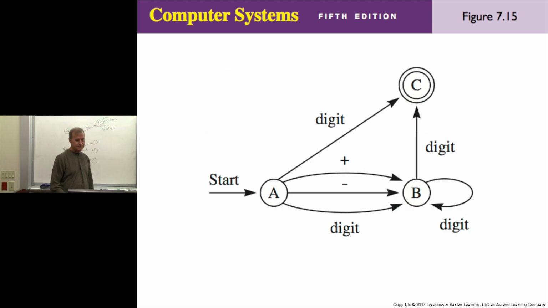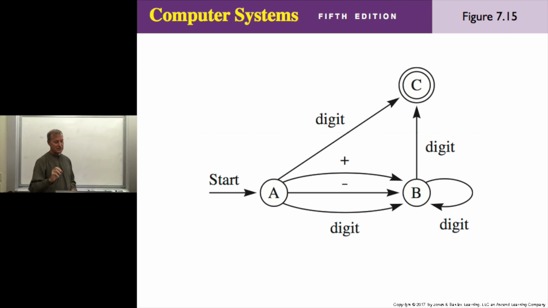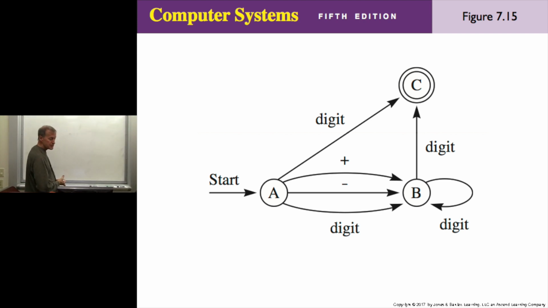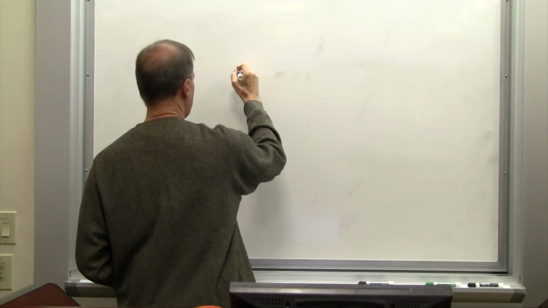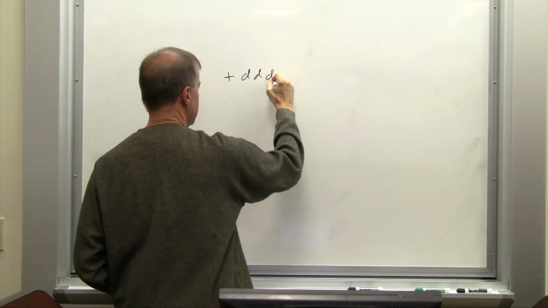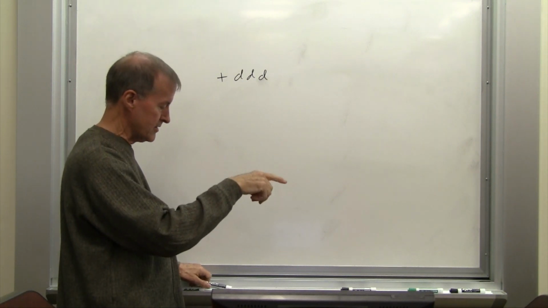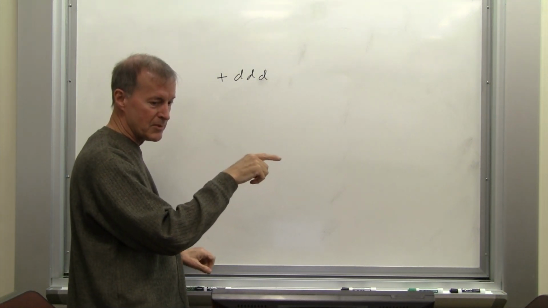So here, let's take a look at figure 7.15 for an example of a non-deterministic finite state machine. I don't think I'll take the time to draw that, but let's see if we can visualize a little car. Now let's do a parse. Let's try to parse plus D, D, D, and see what some of the possibilities are on this figure.